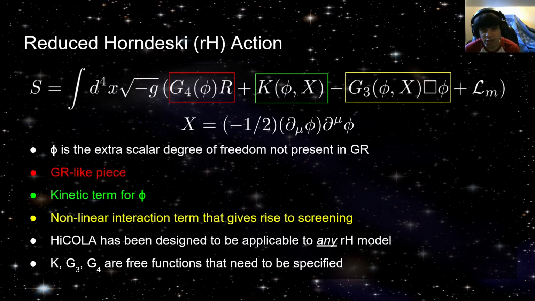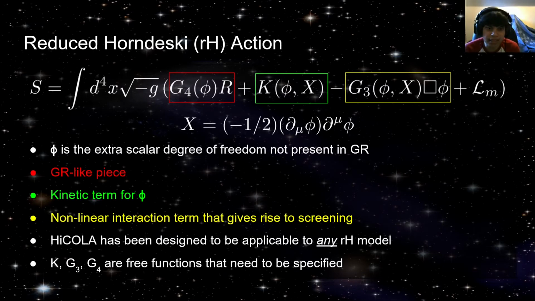The red term, the G4R term, is your GR-like piece, so that's the Ricci scalar and a conformal scaling. The K term, the green boxed term, is the kinetic term for the scalar field. The yellow nonlinear term is a nonlinear interaction term that is one of the ways in which a reduced Horndeski theory can possess screening. And this is the kind of term that would be neglected if one performed a linear perturbative analysis of a reduced Horndeski theory.